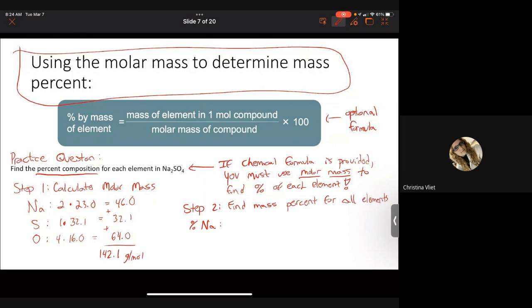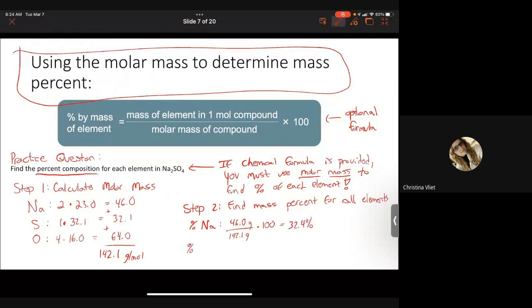If I want the percent of sodium, I would get the mass of sodium in the compound, 46, and divide by the whole compound, which is 142. So 46 on the top and 142.1 on the bottom. And then because we want a percentage, we have to multiply by 100. So it's 46 over 142.1 times 100. You get 32.4%.